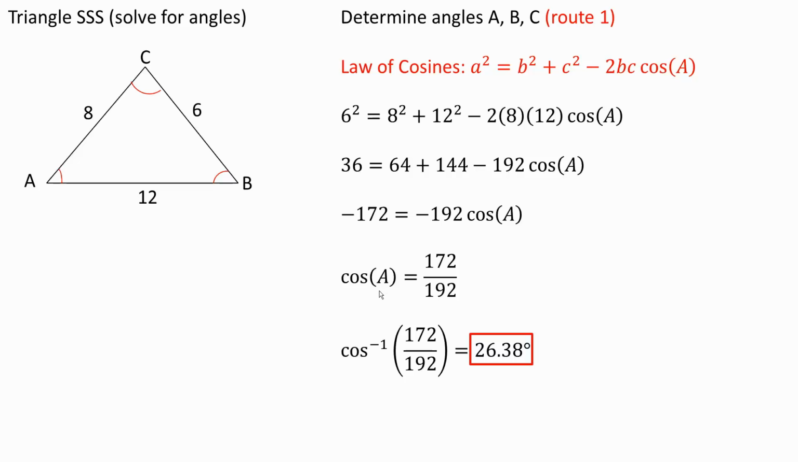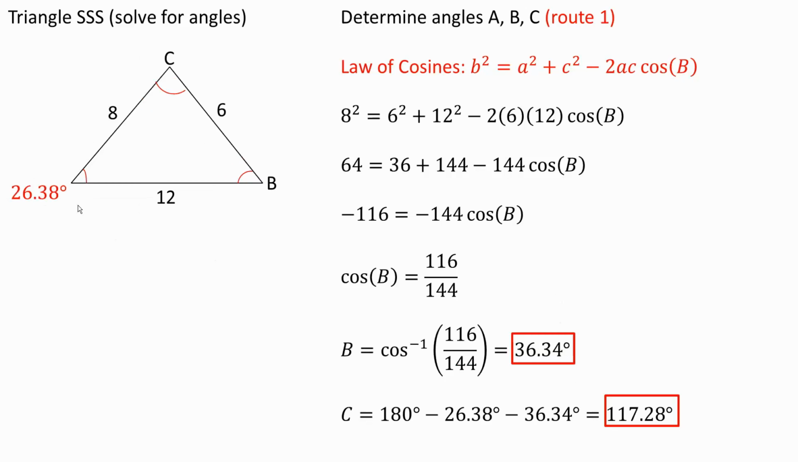And if we want to solve for the measure of angle A, it would be cosine inverse of 172 divided by 192, and if you use a calculator, you would get 26.38 degrees. So we know one piece. Now we can do the law of cosines a second time, and we will solve for the measure of angle B.